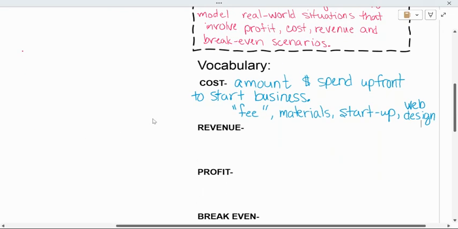And then we were told that revenue is what? Yeah, the money that you earn from sales. So your revenue is just the money that you earn from your sales. So whatever product you're making, when you sell it, that's your revenue.